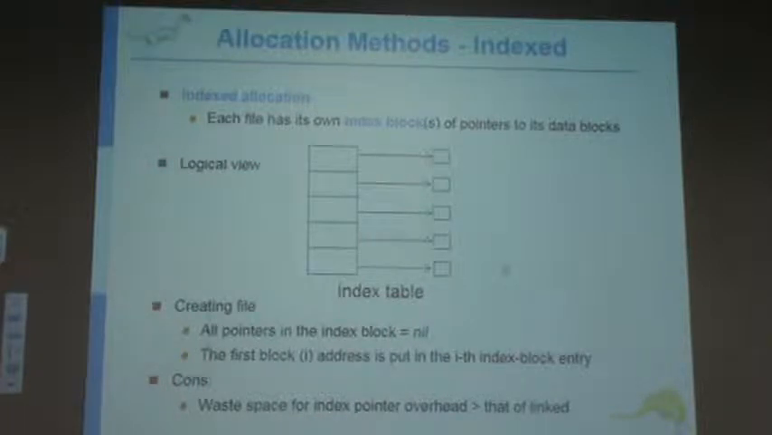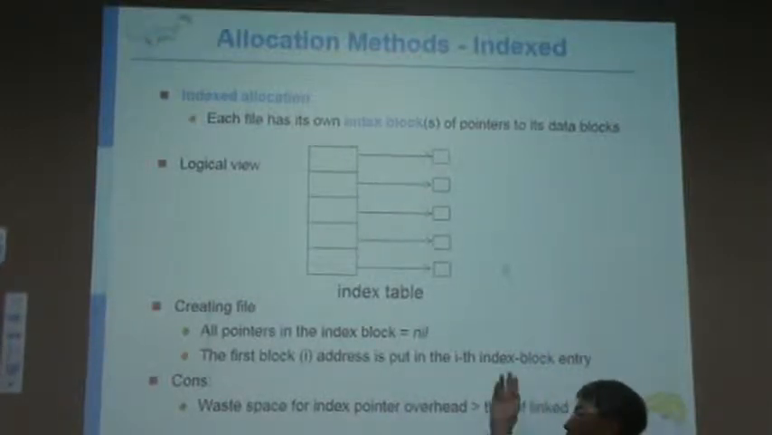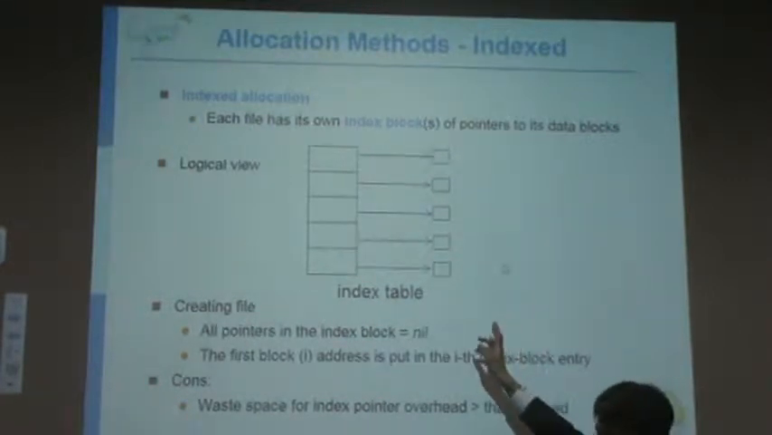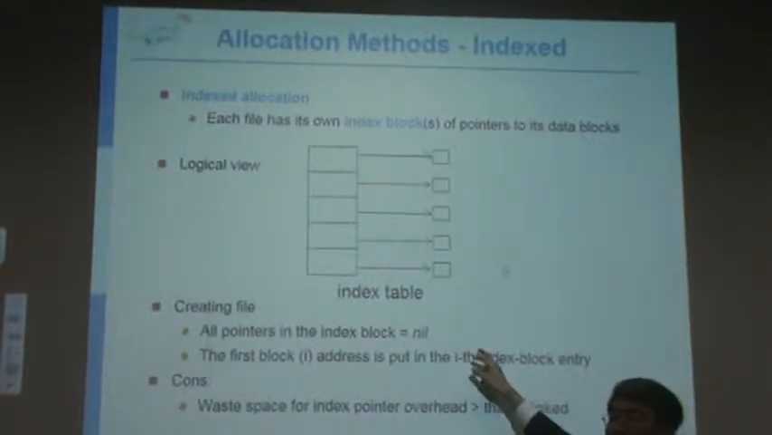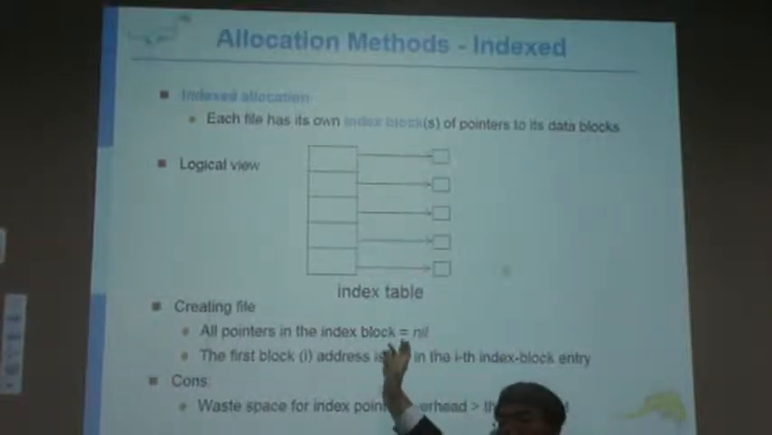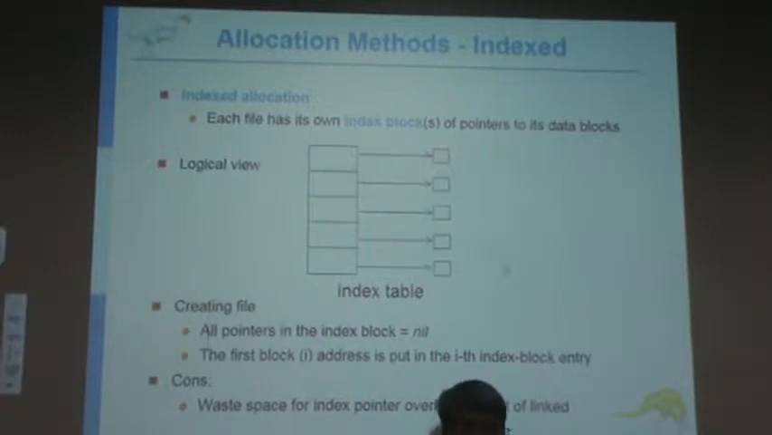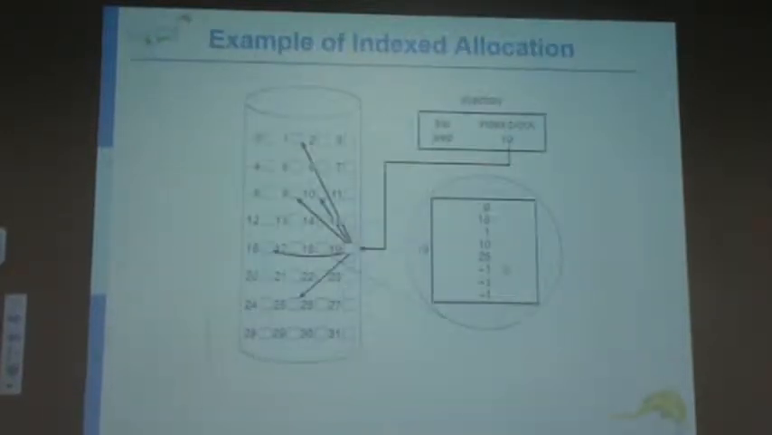Okay, then the last one that we discussed in the last class is the index-based allocation. Index-based allocation, instead of keeping the address of the next block in the current block, we will allocate one block or a number of blocks to keep the entire address of the blocks used to store the file. Okay, and this one is called the index table. So we need to manage the index table like this.